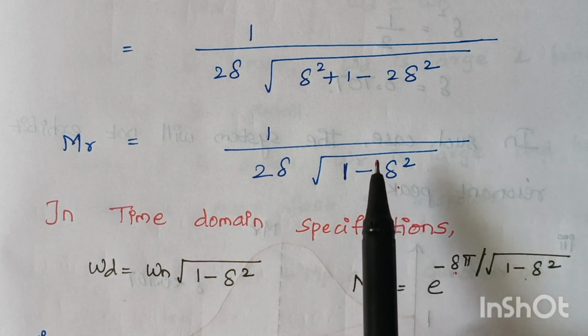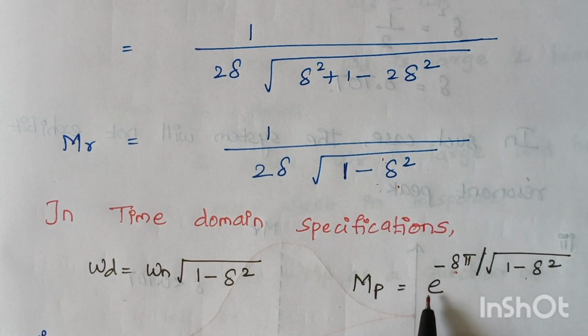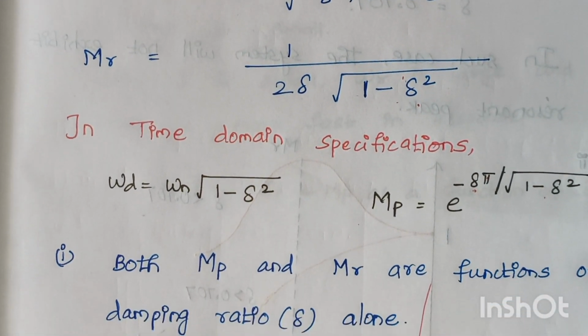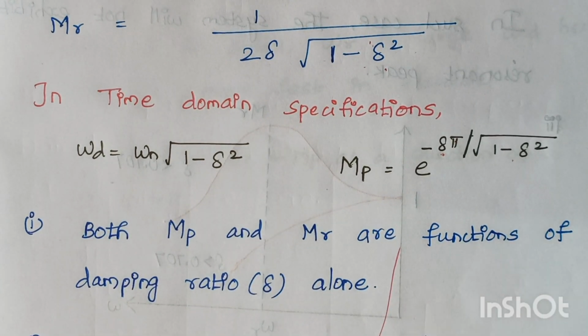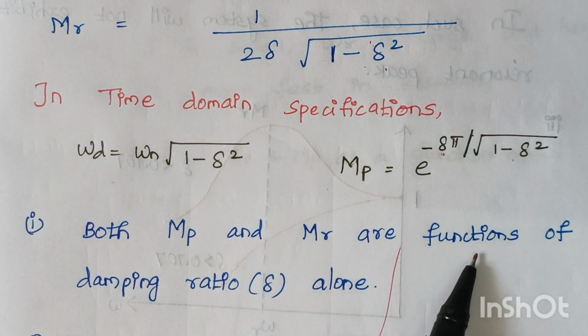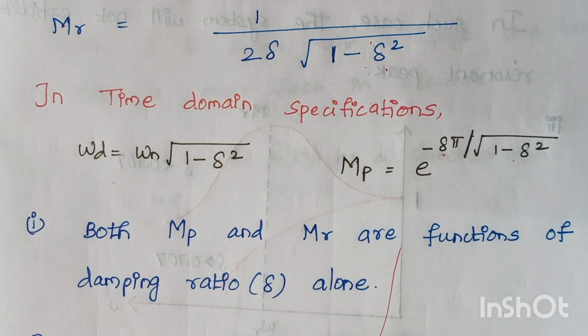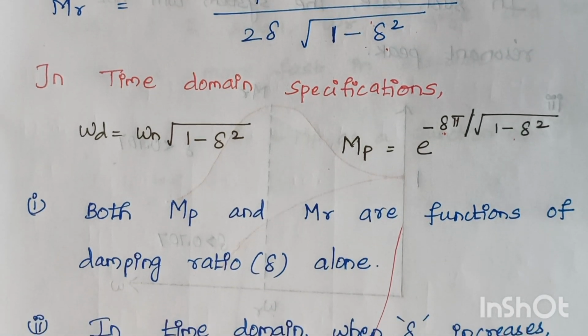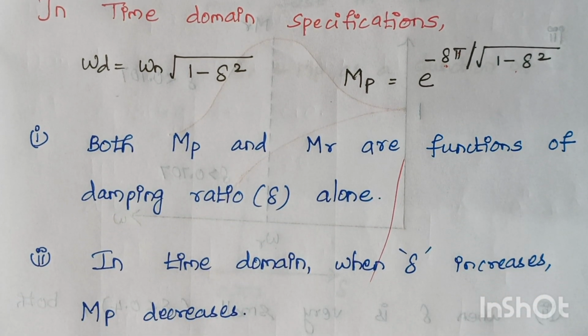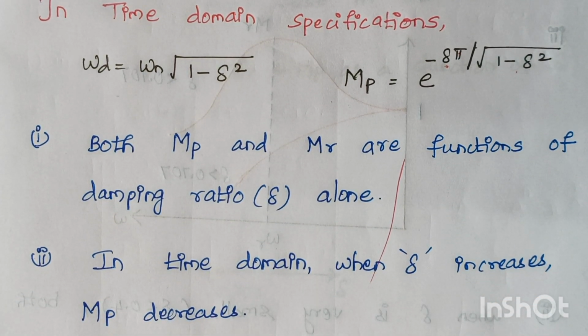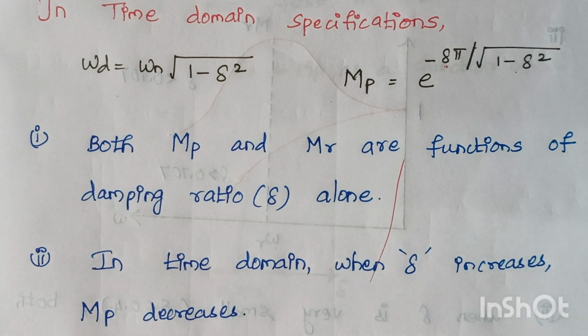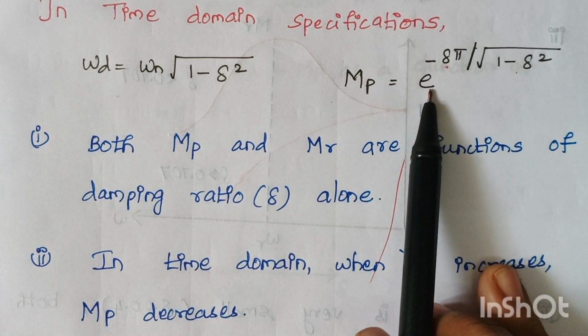This is our frequency domain specification and this is our time domain specification, but in both cases the peak value depends upon the damping ratio. So that is our first statement: both MP and MR are functions of damping ratio. Then the next thing is, in time domain, when zeta increases, MP also increases. Sorry, MP decreases.